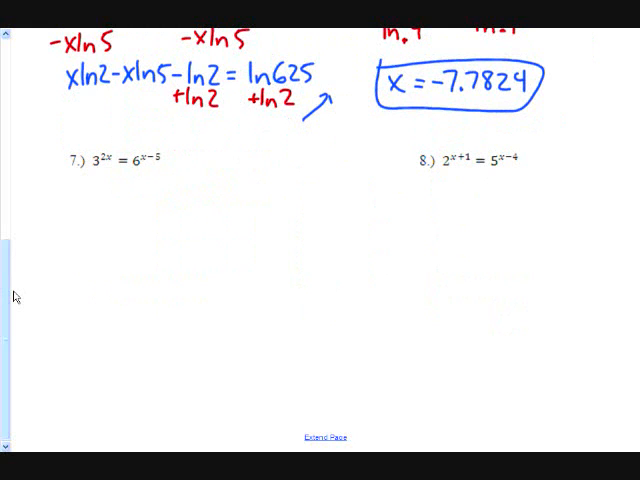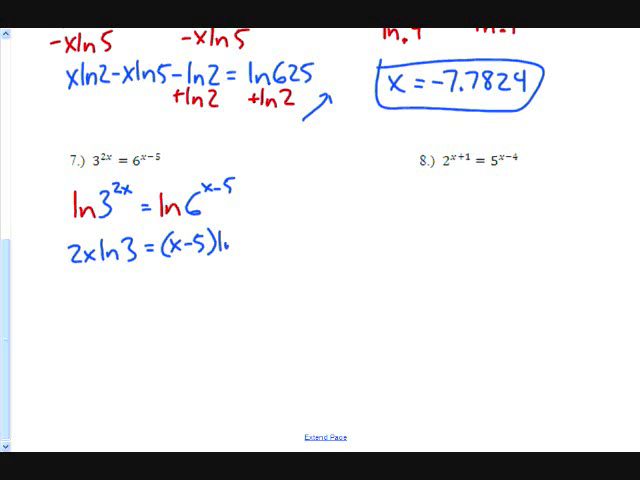For this next one, again, right here, I can start off with the natural log. So I've got 3 to the 2x equals 6 to the x minus 5. I'm going to take the natural log of each side, which allows me to bring the exponent out front. So now I've got 2x natural log of 3. Over here, I've got the x minus 5 times the natural log of 6.